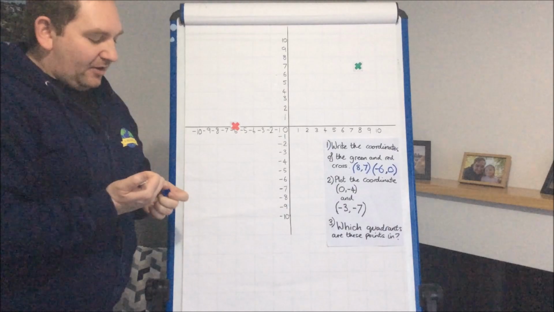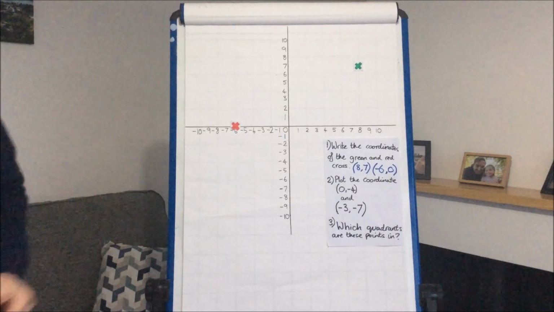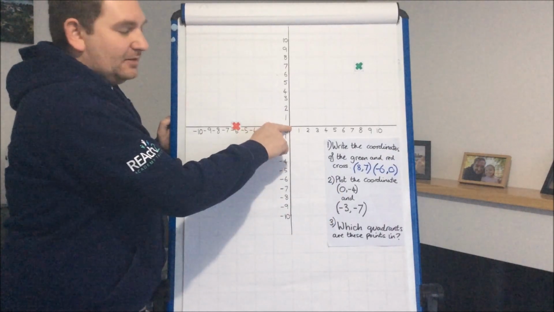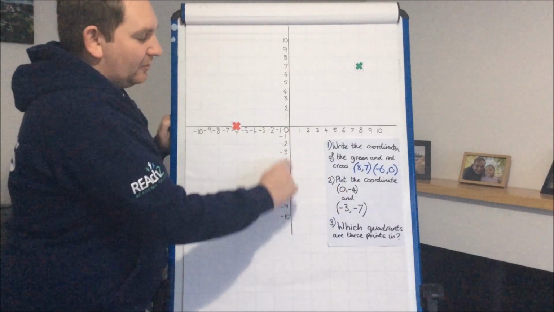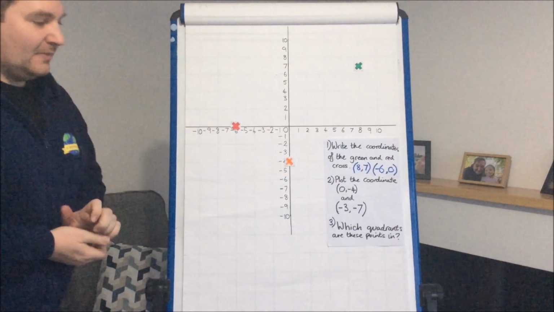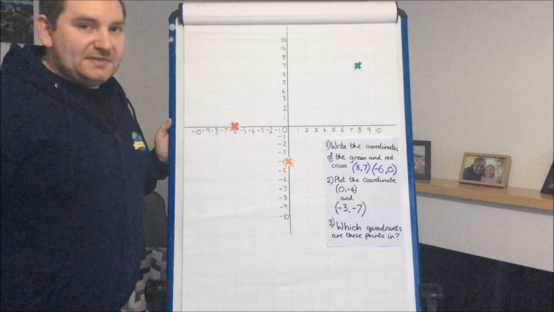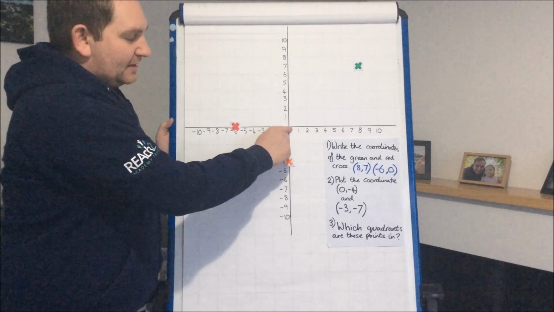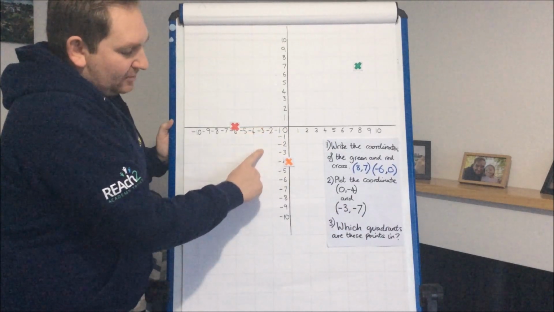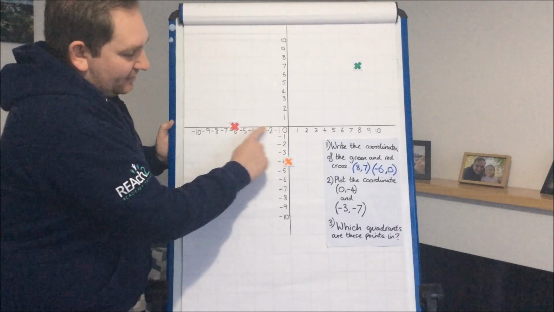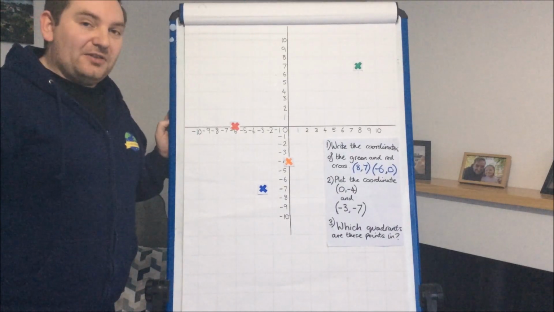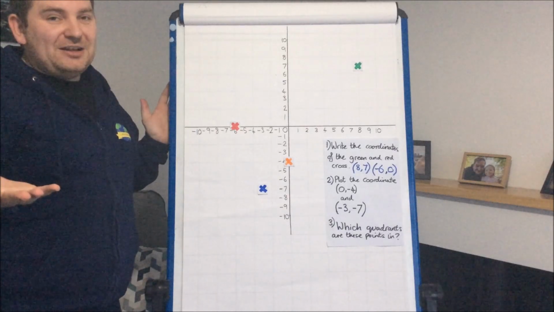Plotting the coordinates 0, -4. For 0, -4, 0 is our x-axis, so we're not actually moving, we're staying on the line, and then we have -4, so we're going to go down the y-axis, and we end up about here. For -3, -7, we're going to go along the x-axis to the left to -3, and then we're going to go down the y-axis until we get to -7. So we have -3, -7, and our point should be there. If you got those correct, well done. As always, you're a superstar.